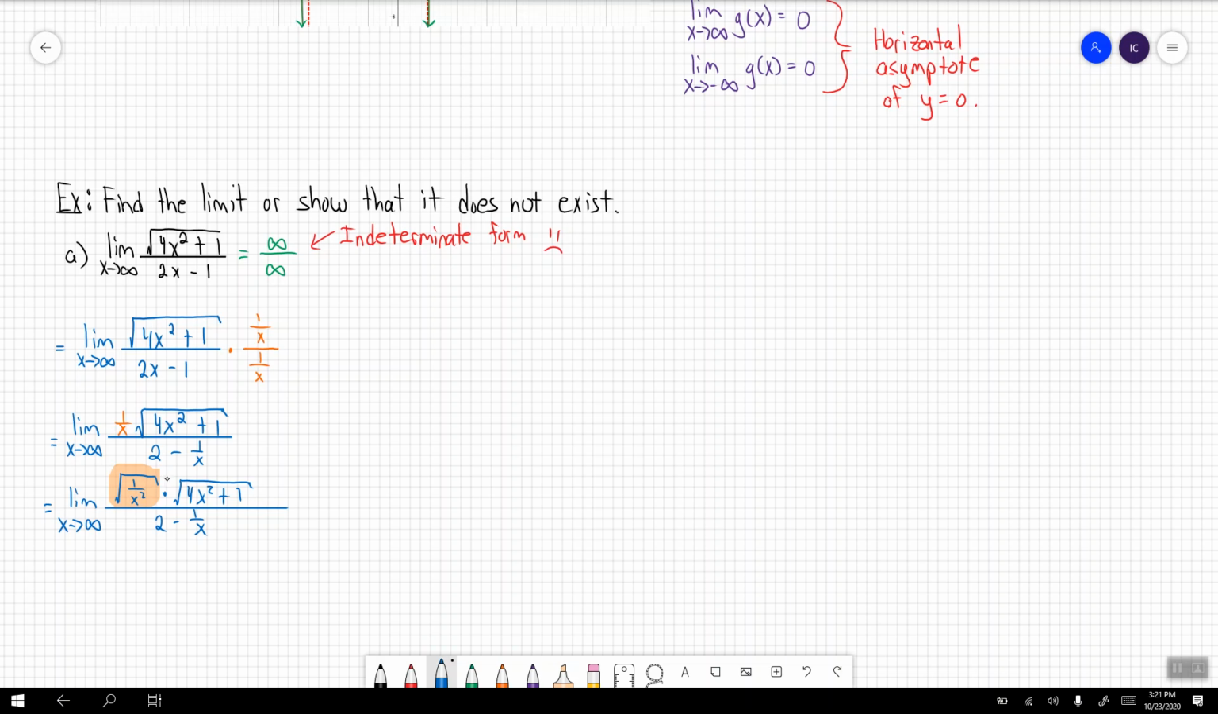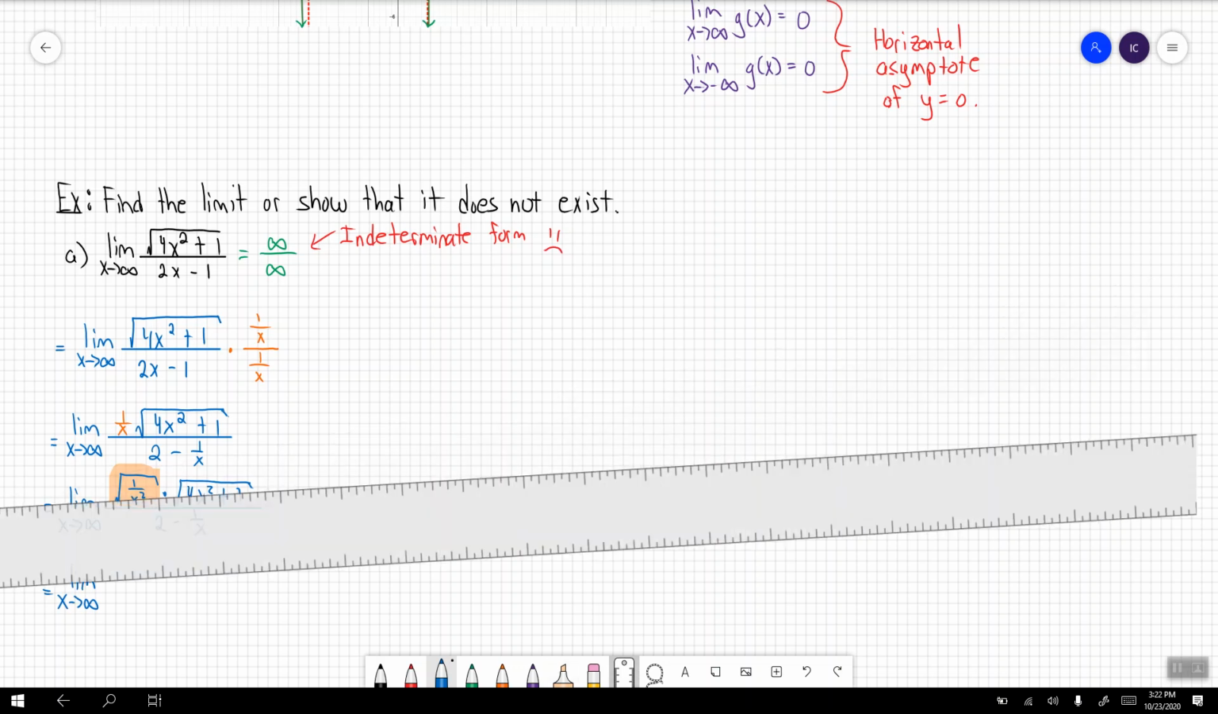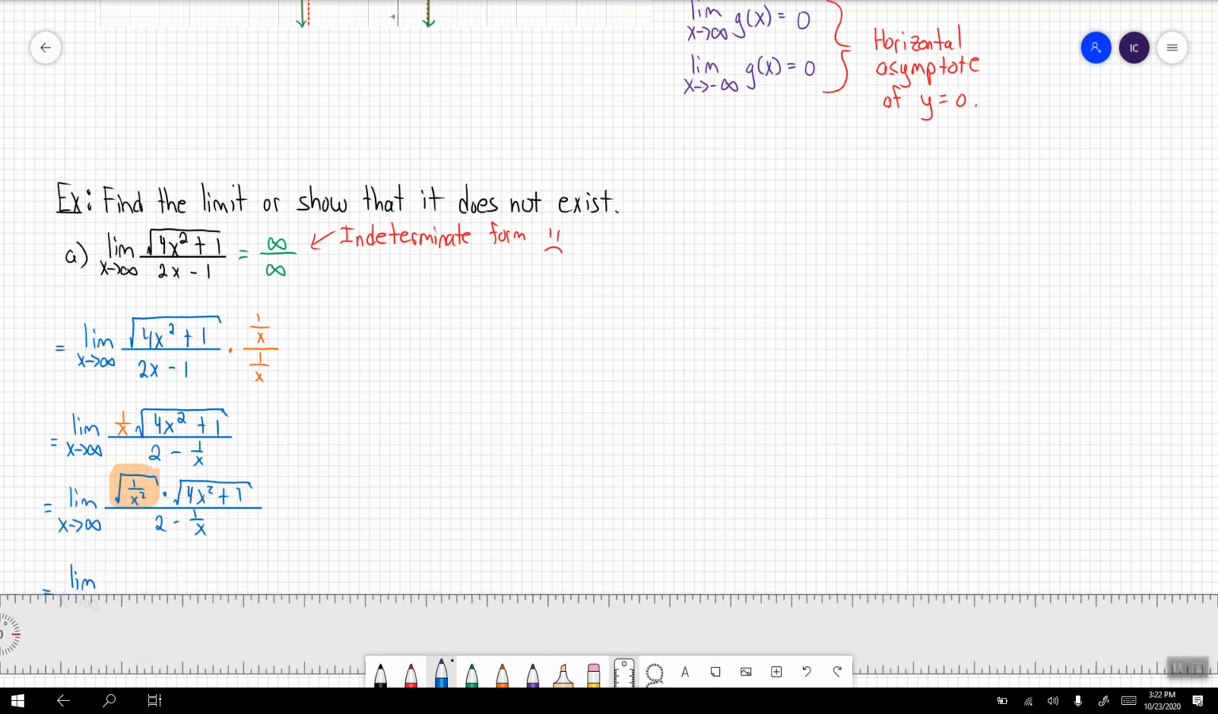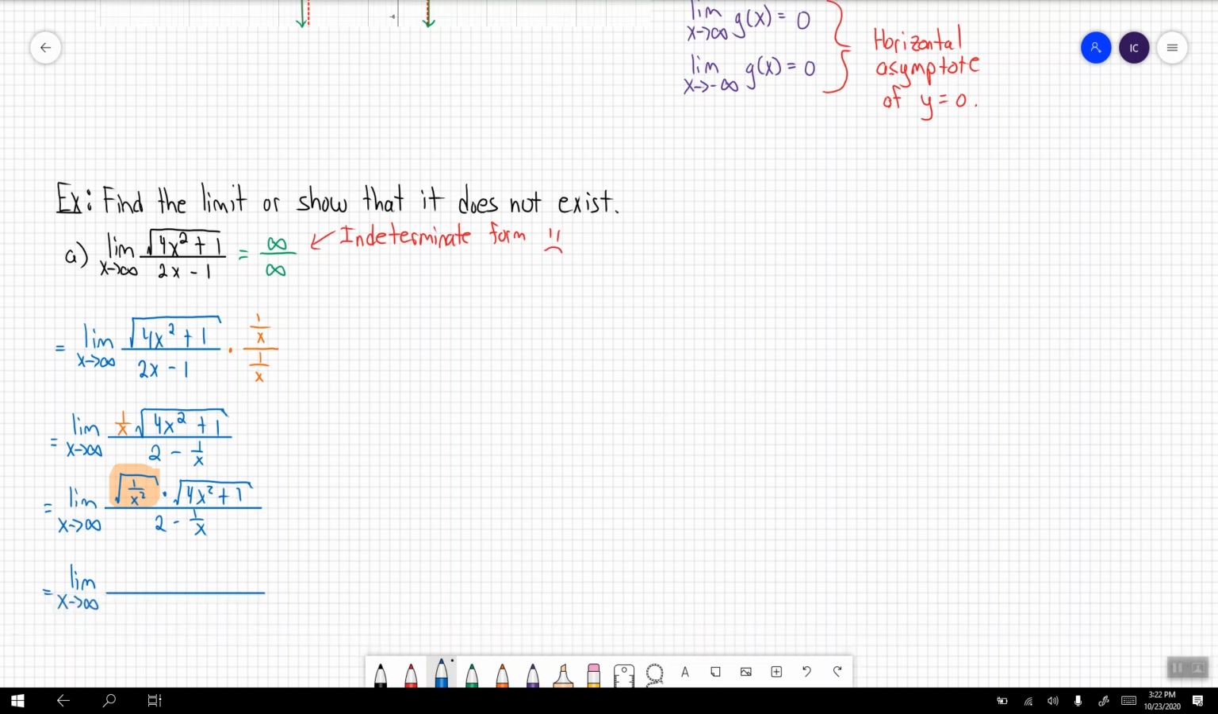And in this case now, because they both have the same square root, we can distribute that square root. Once we distribute that, we're going to get a limit as x is approaching infinity for the square root of 4, because the x squareds are now going to cancel, plus 1 over x squared, all divided by 2 minus 1 over x. Now this is where we want to be.